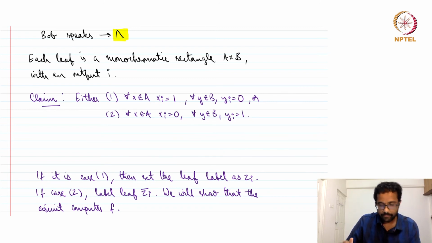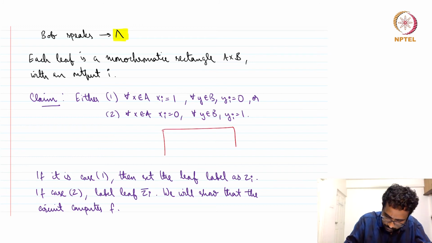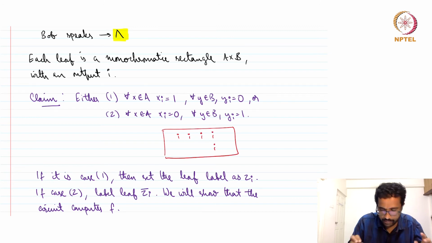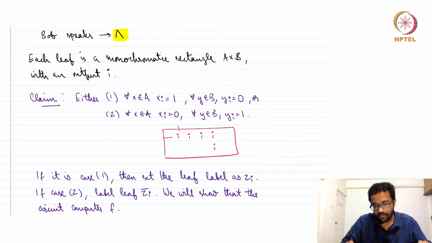And if you look at a monochromatic rectangle, all of the leaf outputs are i. This means that the inputs differ in the ith bit. So the first claim is that for the entire rectangle A cross B, all of them output i, so they differ in the ith bit.